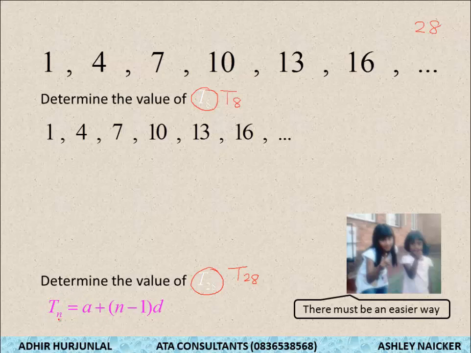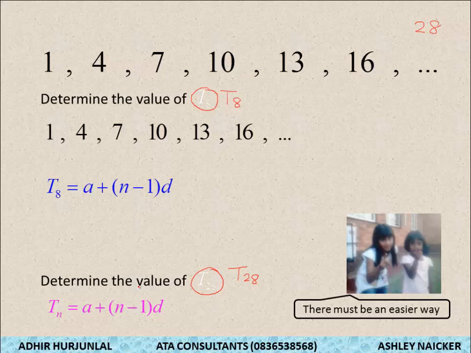Tn stands for the nth term, in this case the 28th term. A stands for the first term. D stands for the common difference, and n is which term we are dealing with. In this case, we are dealing with the 28th term.